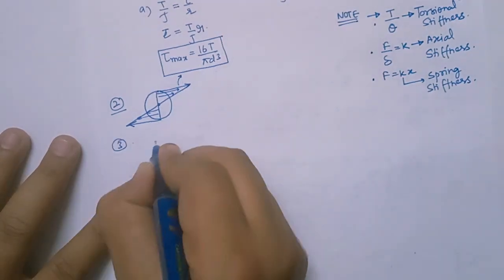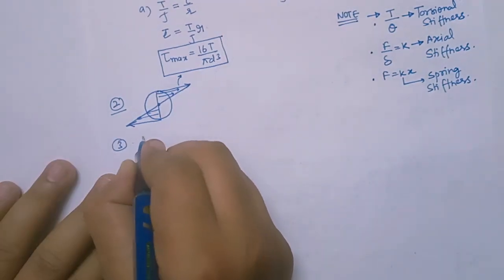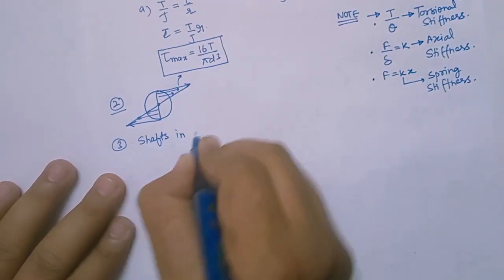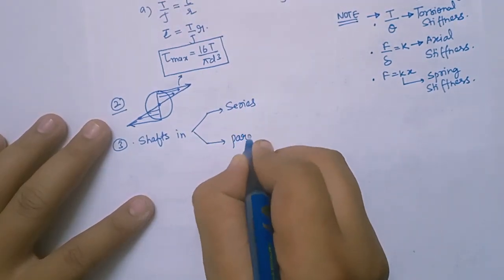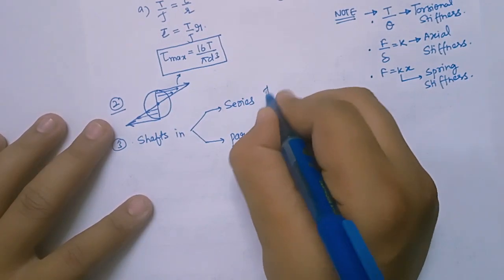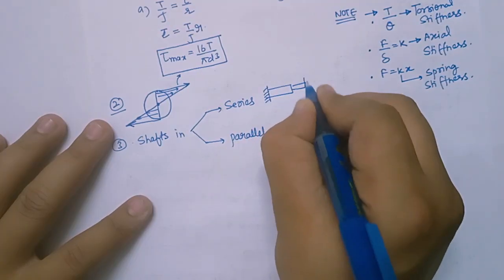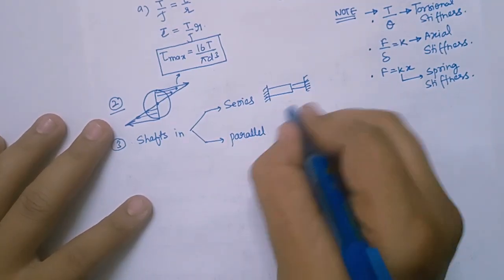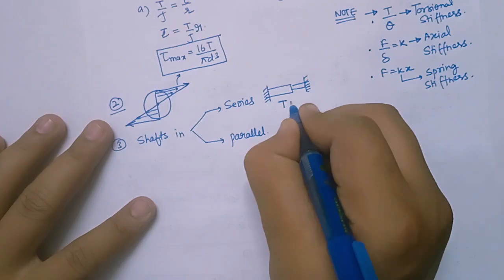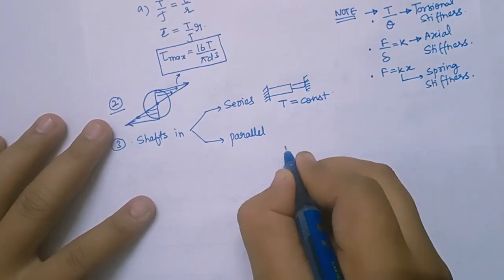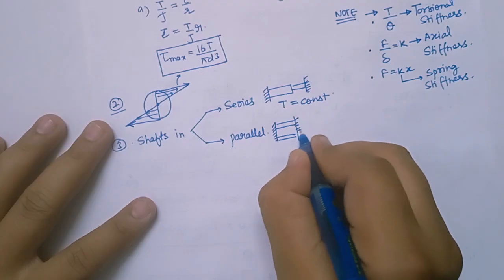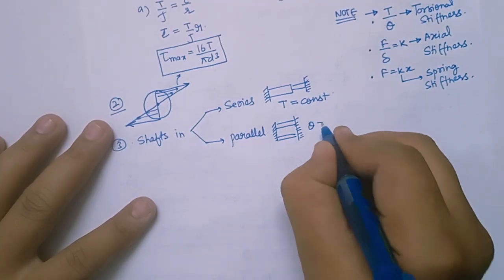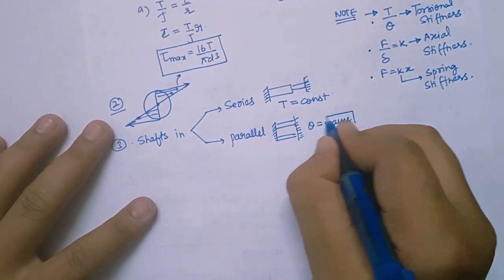Now third, shafts can be in two arrangements: series or parallel. Series means like this. So this is in series. So in series, what happens? The torque remains the same. And in parallel, like this, the torque is the same here, then theta will be the same, or constant, anything you can say.